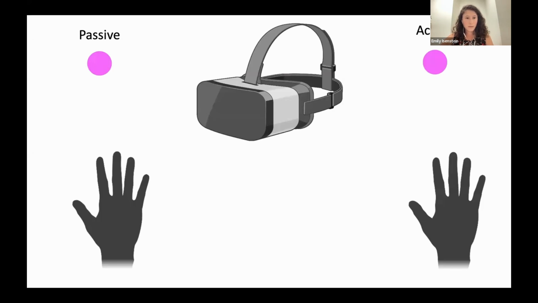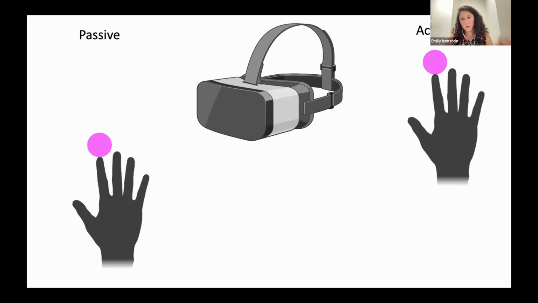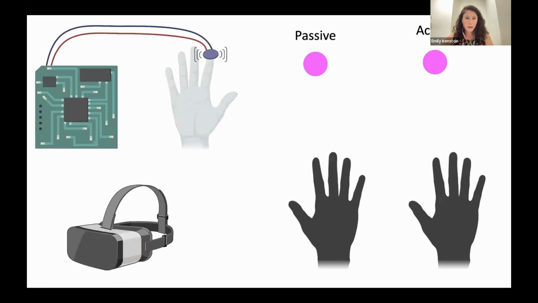So in the passive version, there is a target in VR that will move and touch the hand. Whereas in the active version, the person moves their hand out to touch the target. So they're very similar, except in what is moving to touch the other object. Then to add the haptic feedback on, we add this layer using the Arduino device.